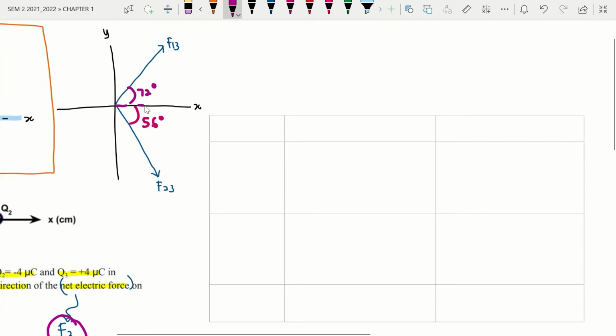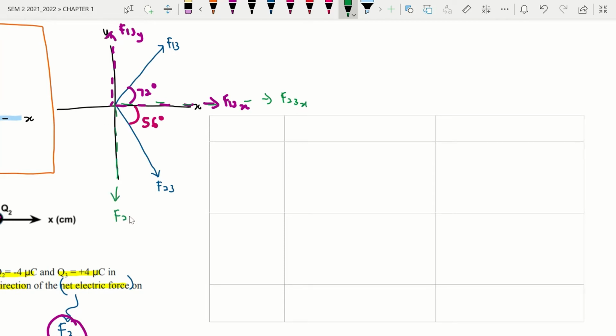So here will be F13x, and here will be F13y, and here will be F23x, and here will be F23y. So I'm going to resolve it and put it in the table so that you can see better. The unit for force is Newton, and we will have x component and y component.